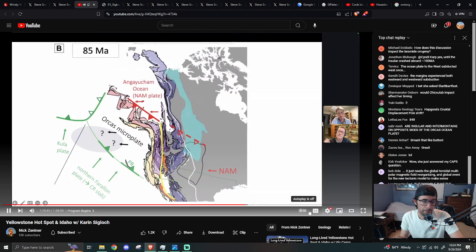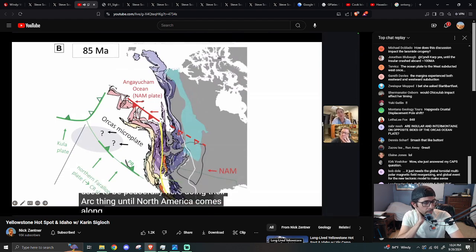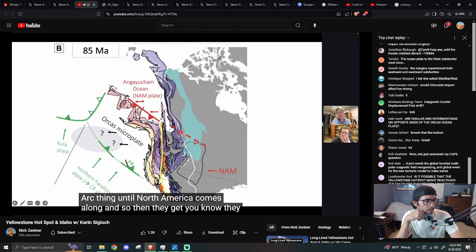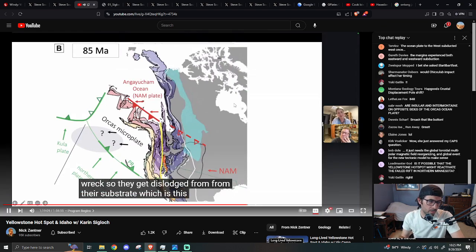red ones are all the terrains that used to be strung up. Sorry, I was muted. I was saying this seems like a back arc basin that the Hawaiian sphere went through. And then I just noticed this region. I don't know. Let's keep going. The arcs, the Central Alaska arcs that used to be peacefully here doing their arc thing until North America comes along. And so then they get pushed and they slowly accrete, and that is the Johnston terrain wreck. Mm-hmm. So they get dislodged from their substrate, which is this Orcas microplate.